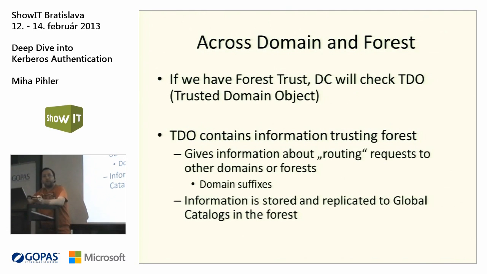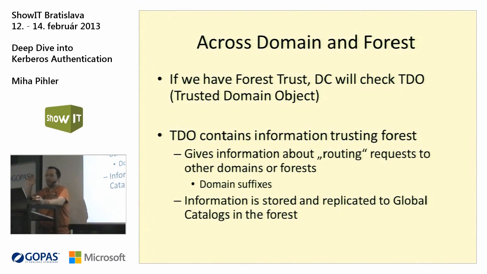How about across the forest? How do we know what forests there are that we can talk to with Kerberos? When we create, let's say, a forest trust, we can use Kerberos over forest trusts or external trusts. And when I want to talk to a service in another forest, again, I'm talking to my domain controller first. It will check its TDO, or trusted domain object, that is created when I create a trust. In the trusted domain object, there are domain suffixes for the other forests.